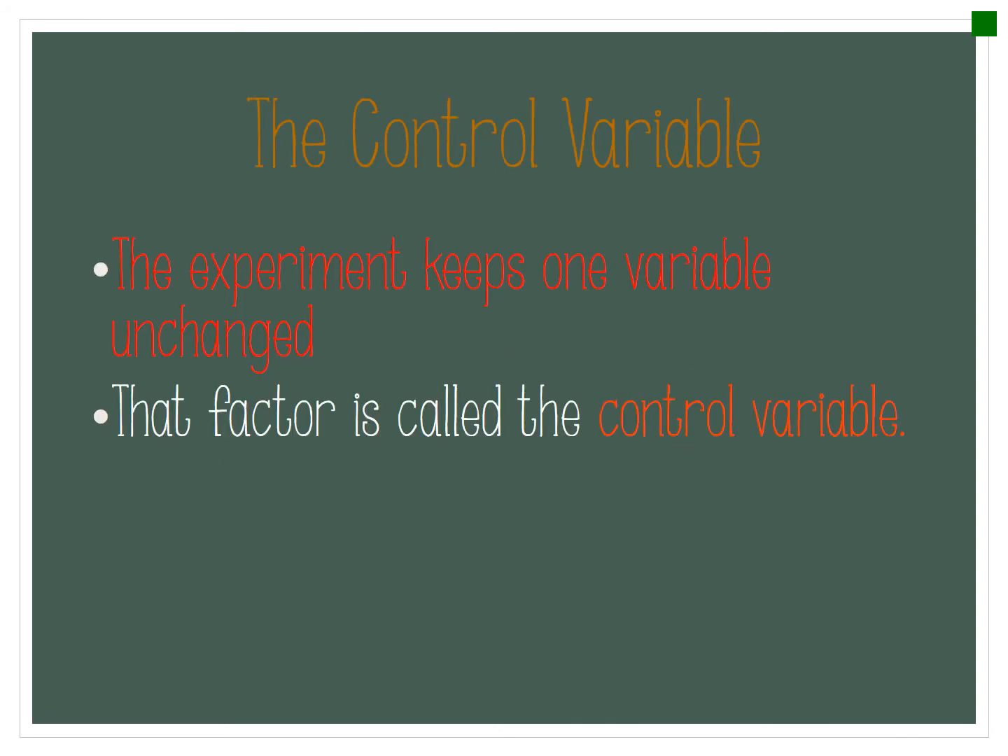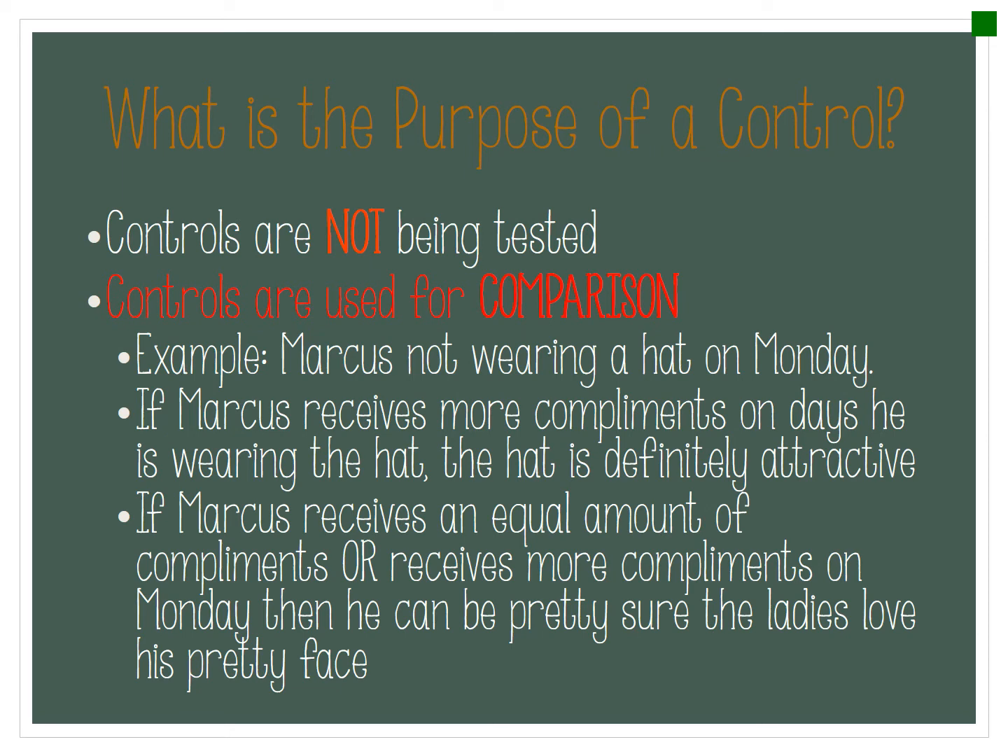Now, I need one more thing to make sure that my experiment is good. I need an independent variable, a dependent variable, and I also need a control variable. This is the one variable that I actually keep unchanged. And why is it so important that the control variable is unchanged? Well, we don't test the control variable. We use the control for comparison.